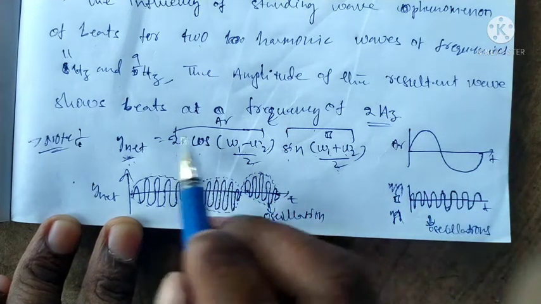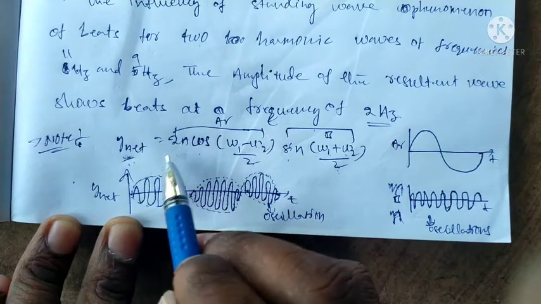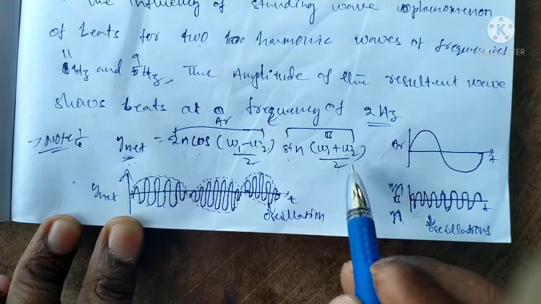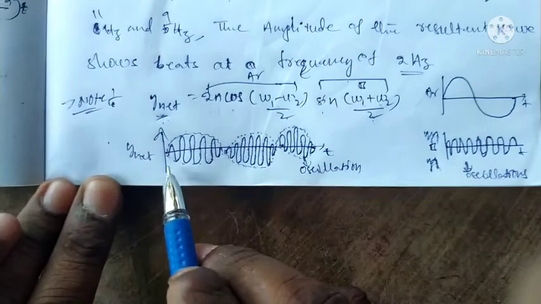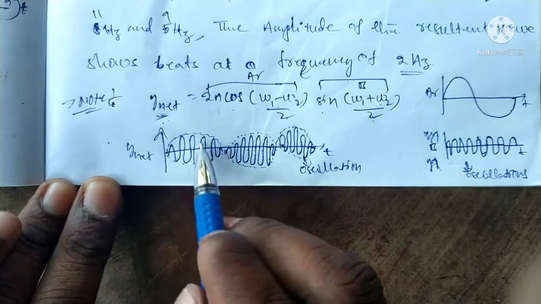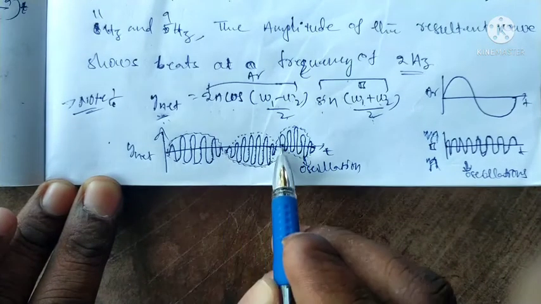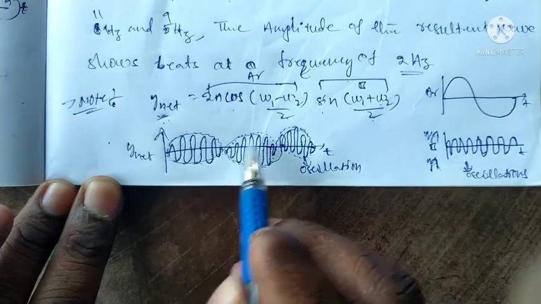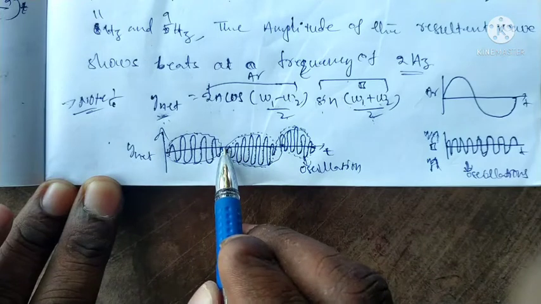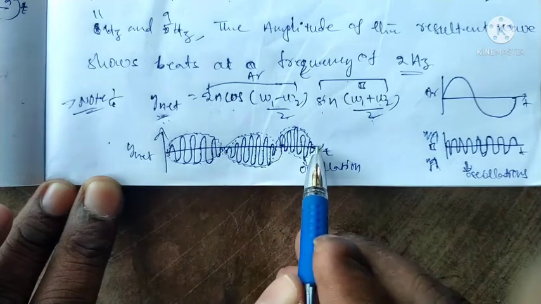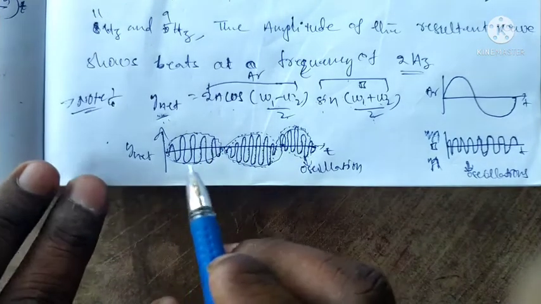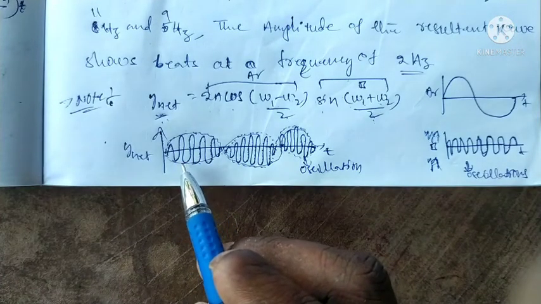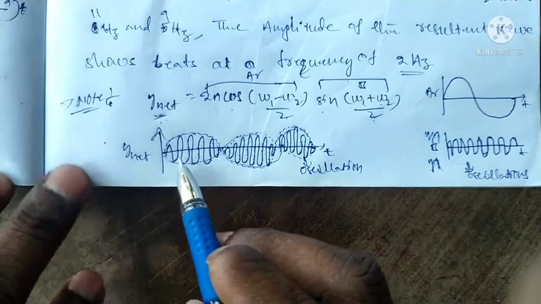Suppose we draw both cases together. Y is equal to 2a cos((omega 1 minus omega 2)/2) into sin((omega 1 plus omega 2)/2). We get it like this. This is the wave, and these are the beats. Minimum, maximum, minimum, maximum, minimum, maximum, minimum, maximum. Minimum and maximum occur continuously in the wave. This type of phenomenon is called beats.